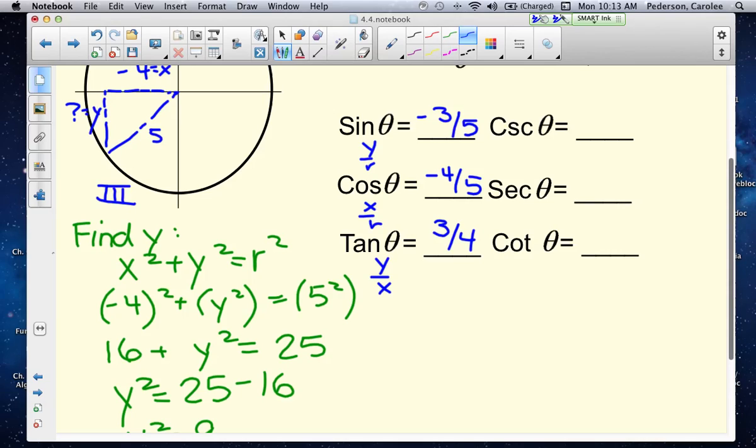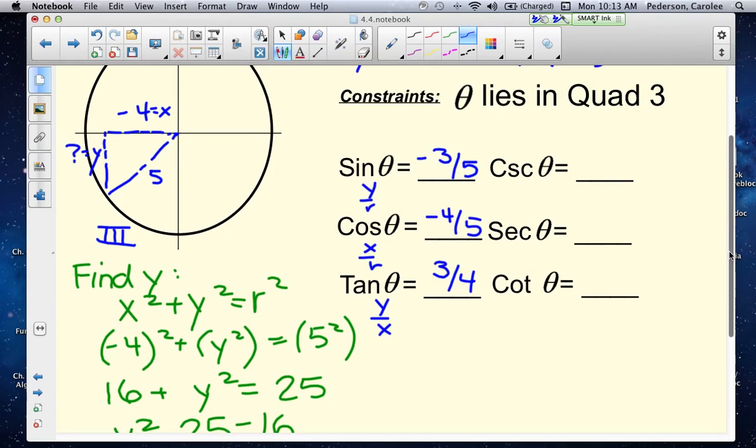Now we just reciprocate to get the inverse functions. So cosecant now is -5 over 3, secant is -5 over 4, and cotangent is 4/3.